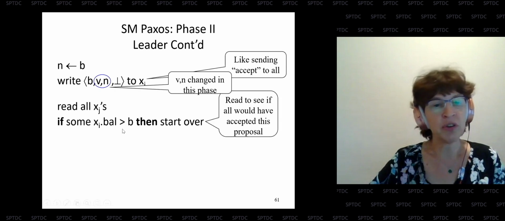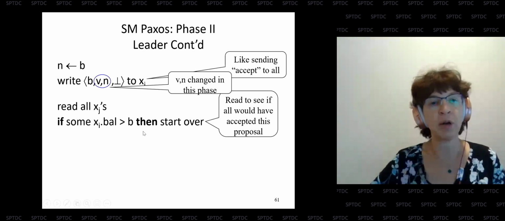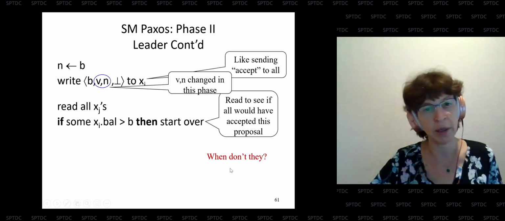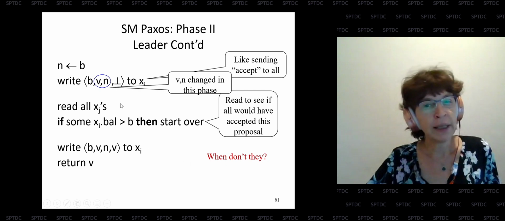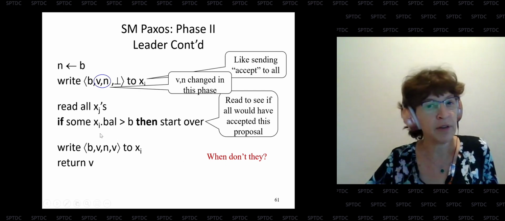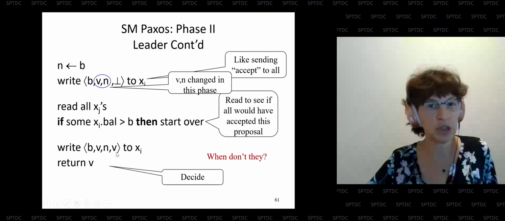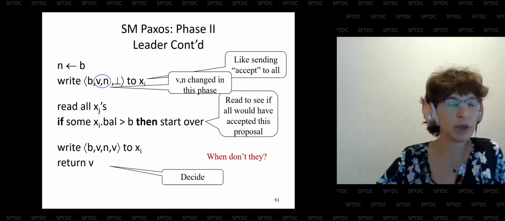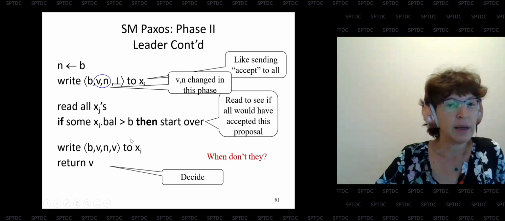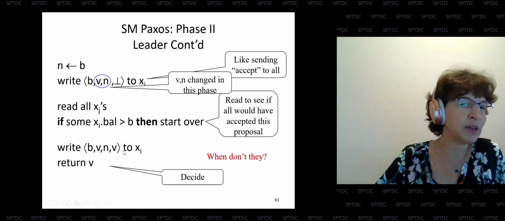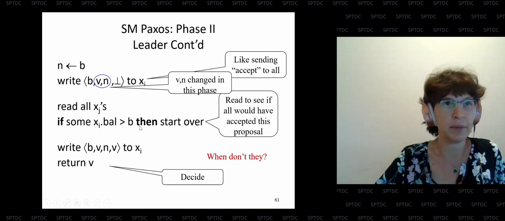Basically, it reads to see if anybody would have said, no, we're not accepting your proposal because they're in a higher ballot. Because leader processes don't accept the proposal if they're in a higher ballot. And finally, if it didn't start over, if it didn't find anybody competing with it and nobody has a higher ballot, then here it decides. Now, the only field that changed in the last write is the last one. Change the decision to V. So now we can return V, we have decided, and any process that comes later on will be able to see that V has been decided.